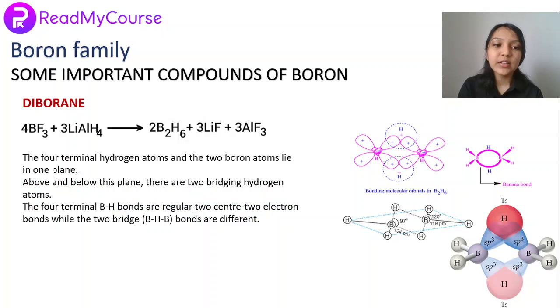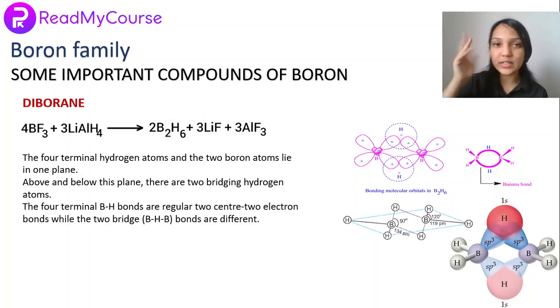That's the same thing. There are four terminal hydrogen atoms on either side of boron, and there are four terminal hydrogen atoms and two boron atoms. All these lie on the same plane, that is, the two boron atoms and four terminal hydrogens. All of them lie on the same plane.